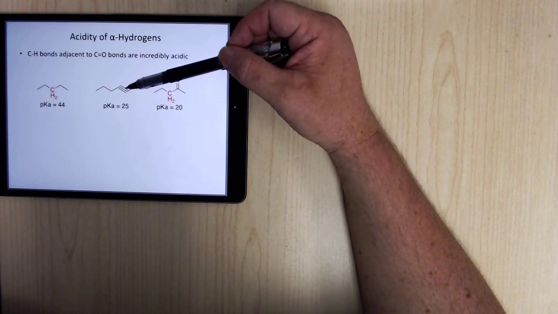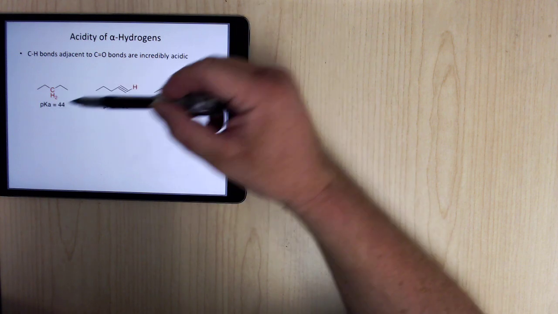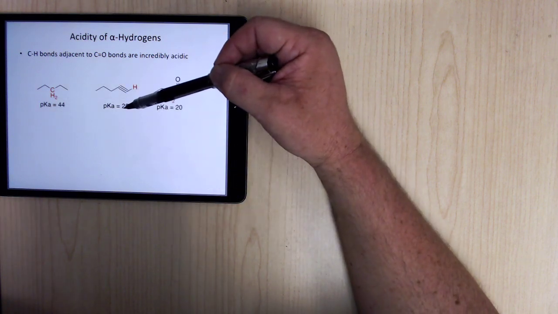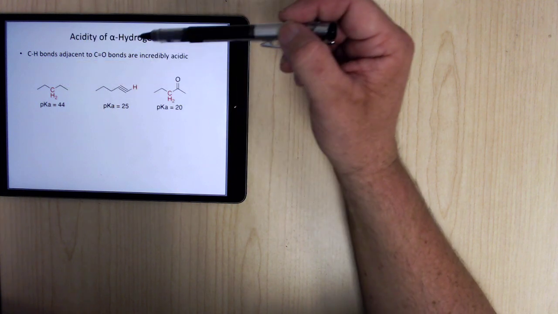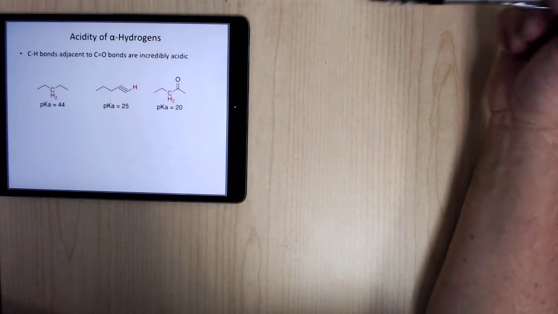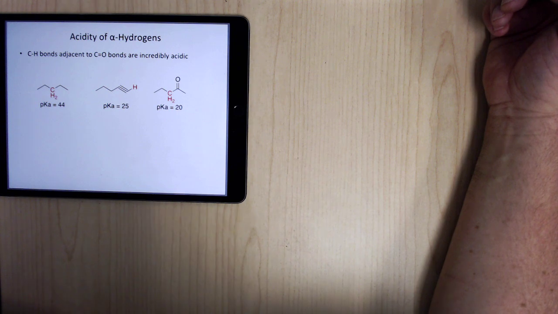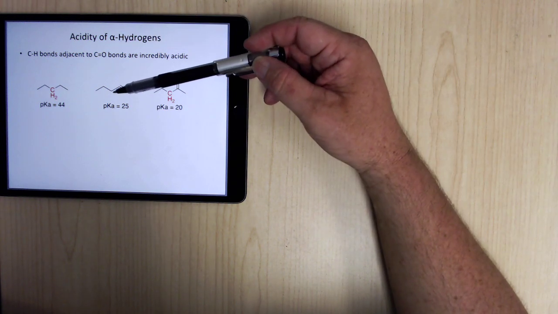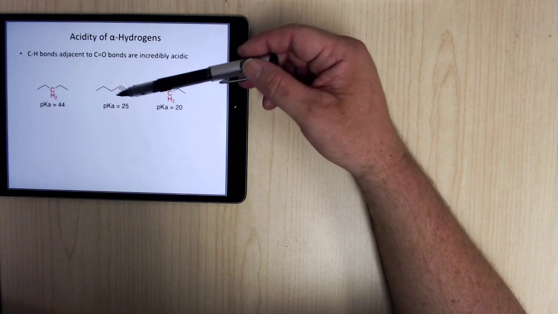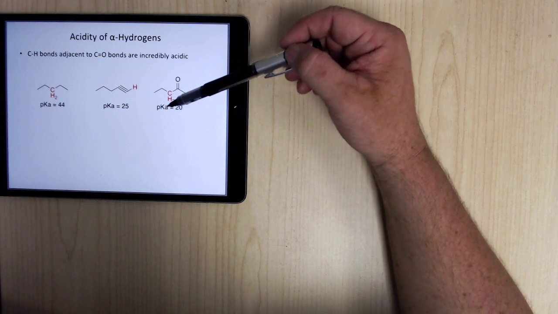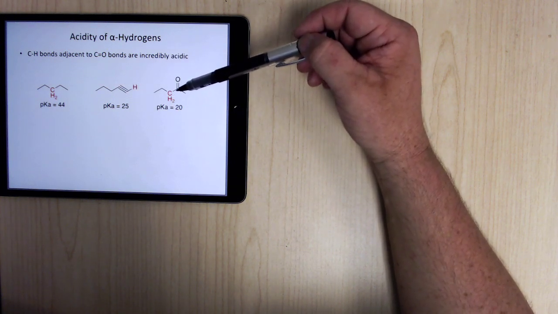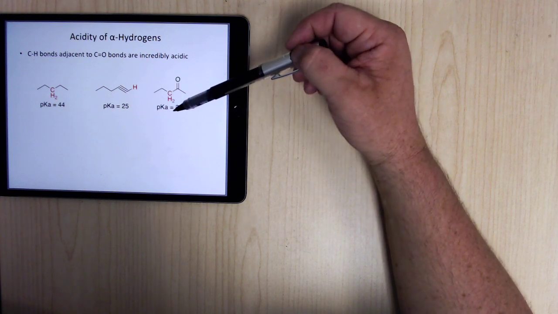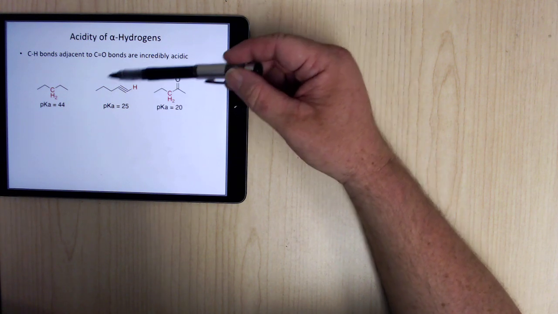It's substantially more acidic. So it's not like twice as acidic. It is one with 19 zeros behind it. So I don't know, it's like a billion times more acidic, or a trillion or something like that. More acidic, somewhere in there. Now, even then, having a regular CH2 next to a C double bond O is even 10,000 times more acidic than even the alkyne.